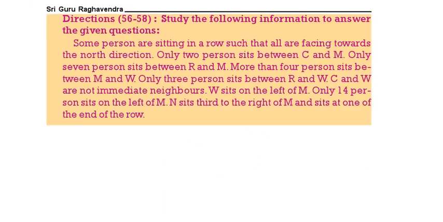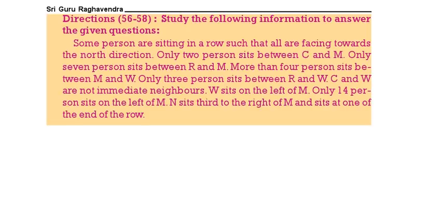Next question, 56 to 58. Study the following information carefully, then answer the questions. Here some people are there in a row facing north direction. Only 2 persons are there between C and M. Only 7 persons are there between R and M. More than 4 persons are there between M and W. Only 3 persons are there between R and W. C and W, they are not immediate neighbors. W is on the immediate left of M. Only 14 persons are sitting to the left of M. N is sitting third to the right of M and is at one end.